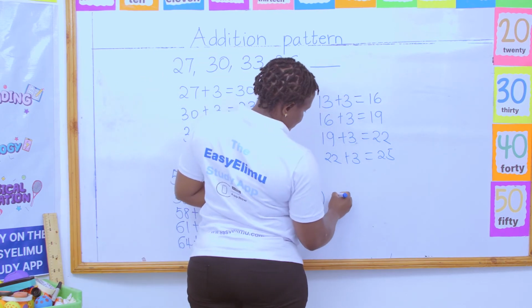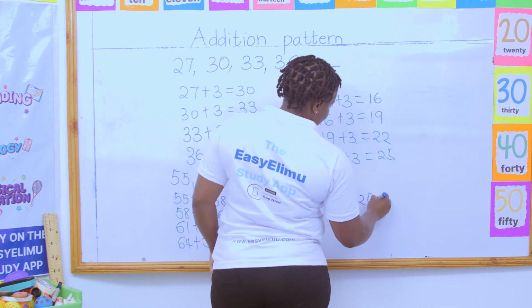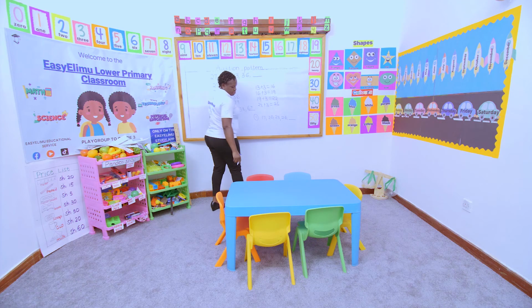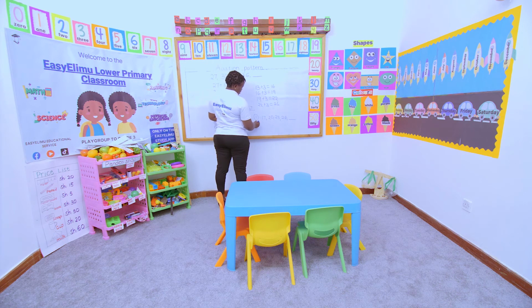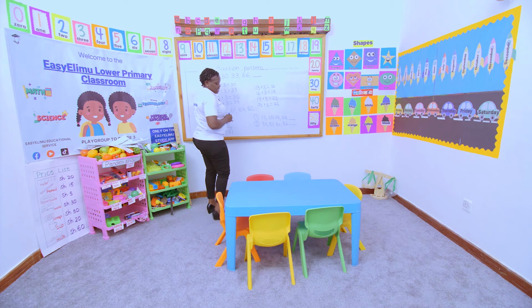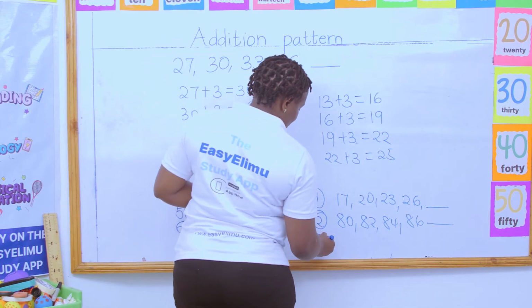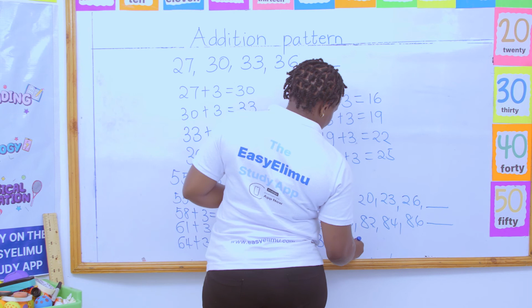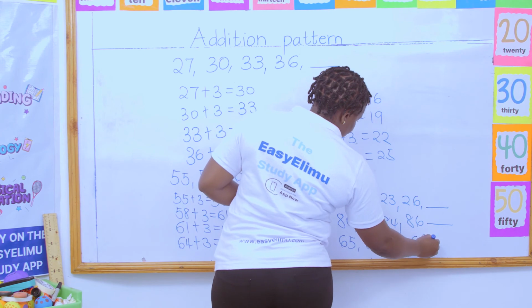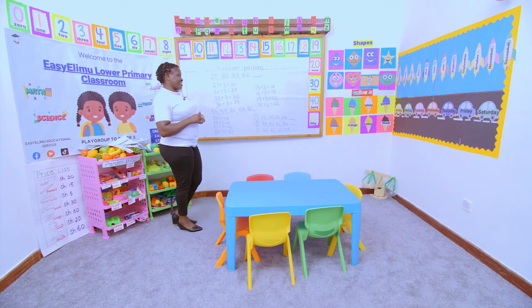I have here 17, 20, 23, 26. Which one is the missing number? Okay. Then the second one, I have 80, 82, 84, 86. Which one is the missing number? The third one here, I have 65, 66, 67, 68. Which one is the missing number? Okay?